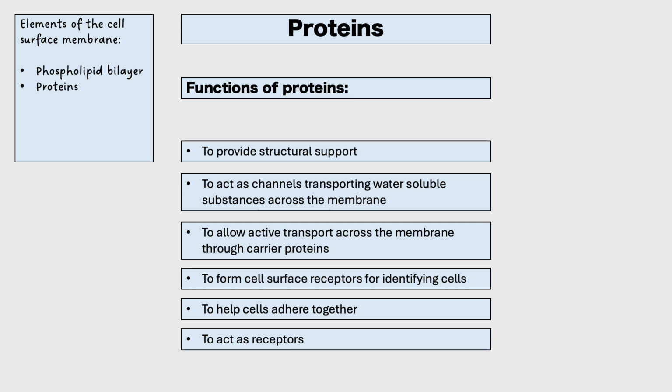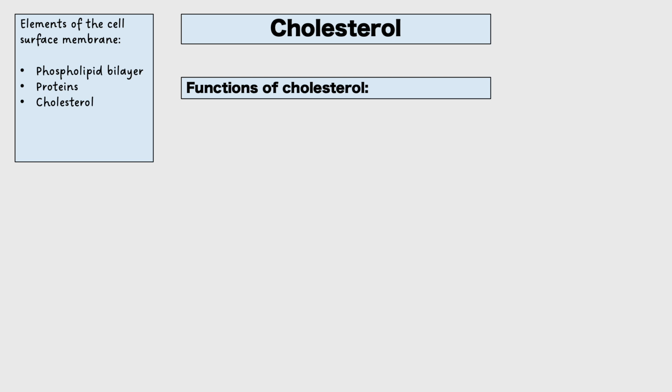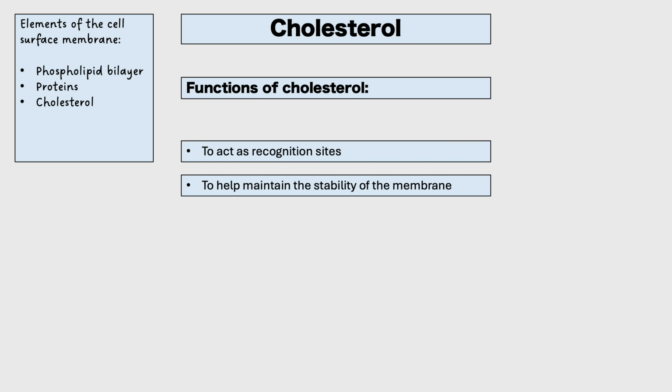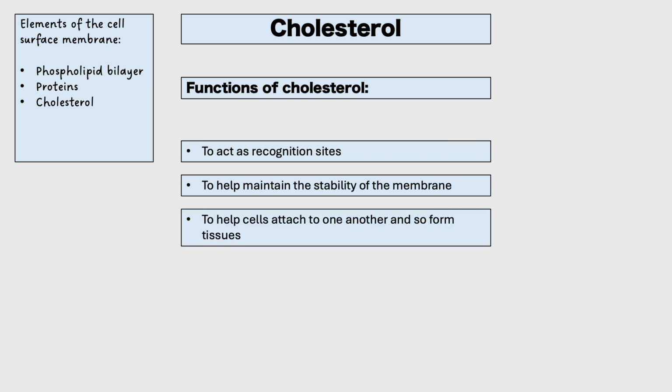Another component that may be present in the cell surface membrane is cholesterol, which is embedded in the phospholipid bilayer. The functions of cholesterol in the membrane are to act as recognition sites, to help maintain the stability of the membrane, and to help cells attach to one another and so form tissues.